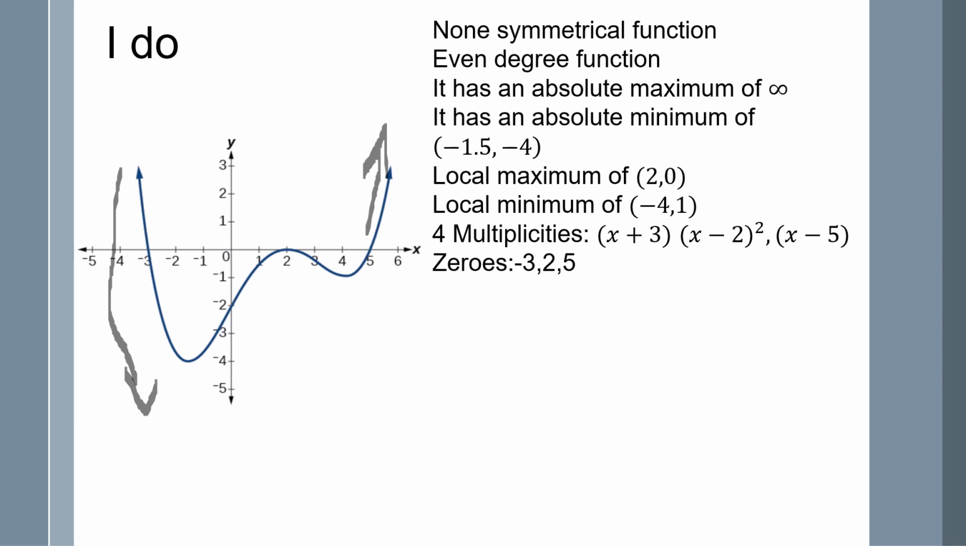But we have some local maximums and minimums to deal with. Maximums are your hills and minimums are your dips. Because they are not the lowest or the highest point, you still have to discuss them. So (2, 0) is a local maximum. And then a local minimum is not at negative 4, it's at negative 1.